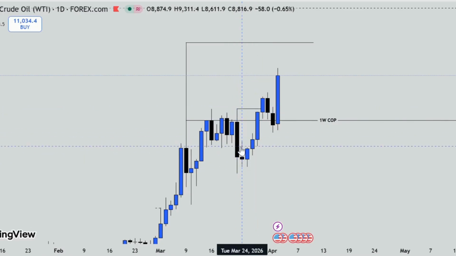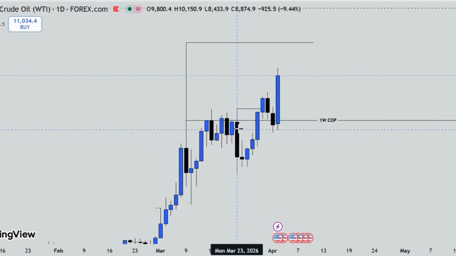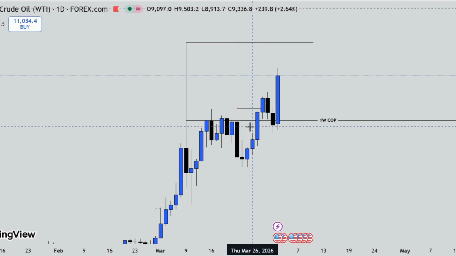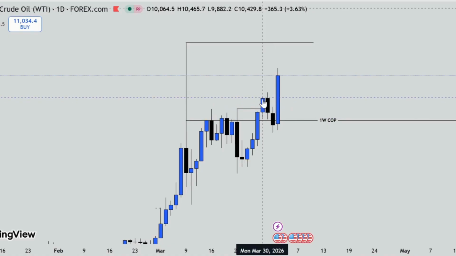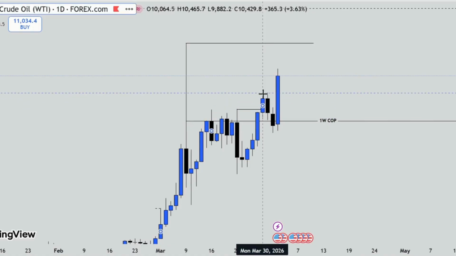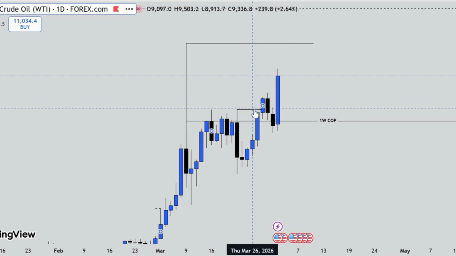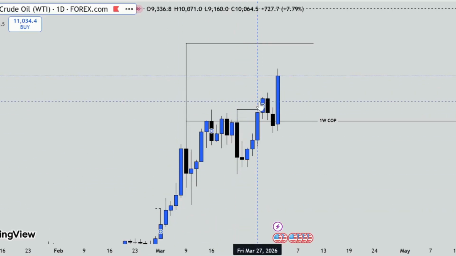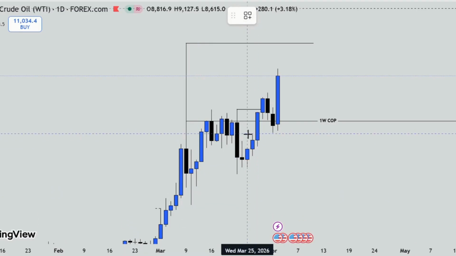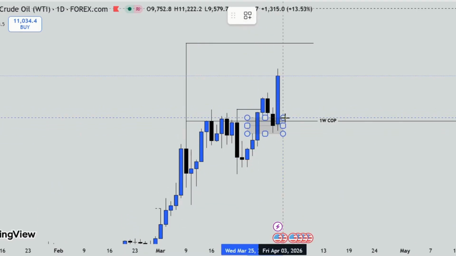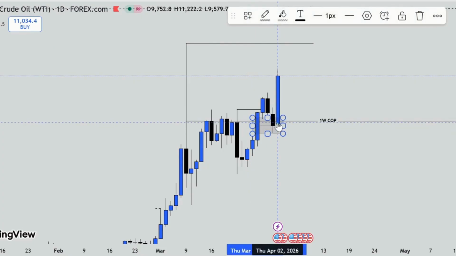So throughout last week we didn't get that break. You can see this is Monday, Tuesday, Wednesday, Thursday, Friday. The market closed here. So on Monday this week, 30th of March, we opened here and closed above that level, giving us a break of structure. Now when we broke this structure, price left a fair value gap here. Price gave us a fair value gap on the daily time frame.